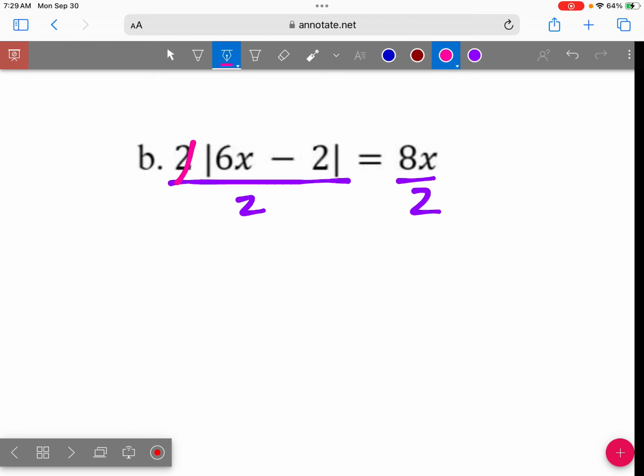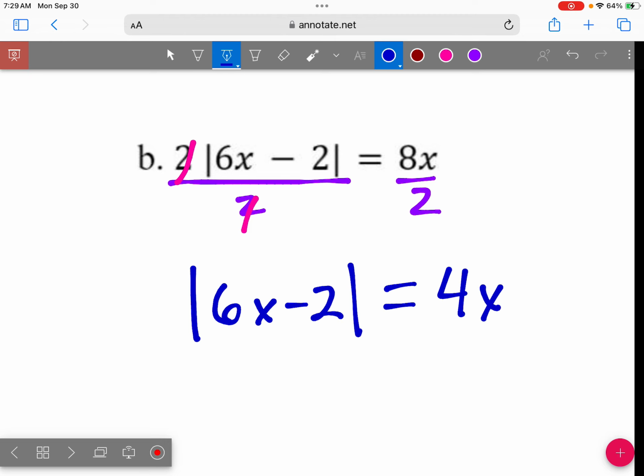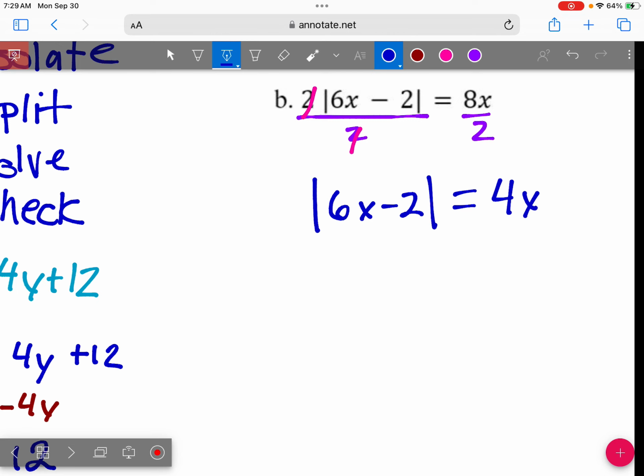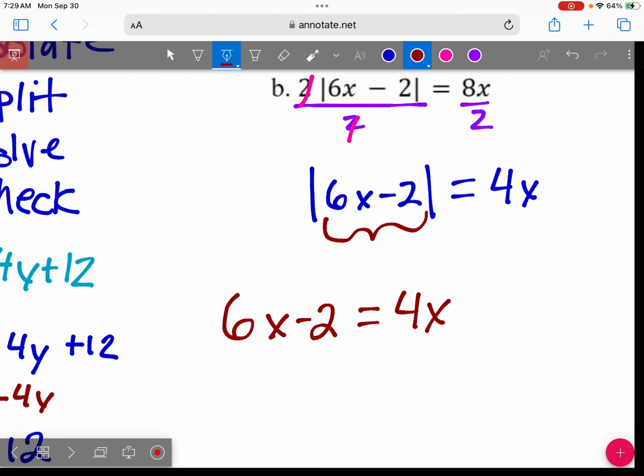Because this 2 and that 2 will cancel out. So our absolute value of 6x minus 2 equals 4x. So now I've got it isolated and we can split it. This piece stays the same and will always stay the same. So my 6x minus 2 could equal 4x.